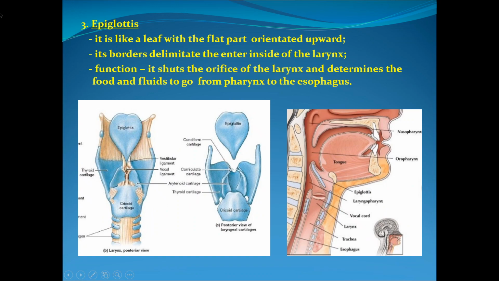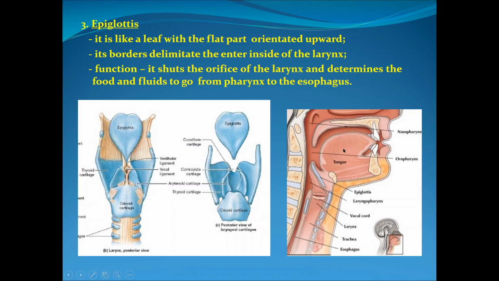Okay, the next is epiglottis. Epiglottis looks like a leaf. You know that we spoke about it. Epiglottis is visible here, and its position is oblique. In this way, it permits the passing of the air through the nose, pharynx, and then into the larynx, and then to the trachea. In deglutition time, epiglottis goes downward and it shuts the entry into the larynx.